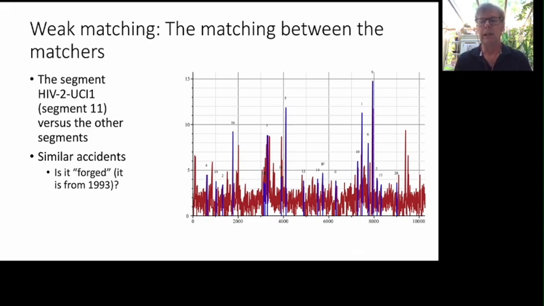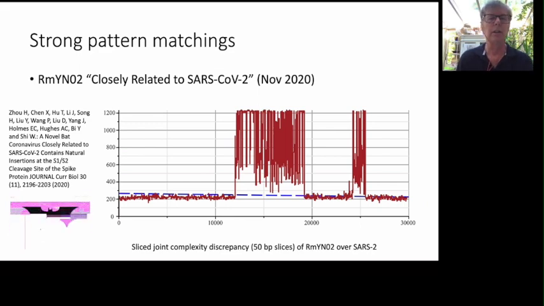But we cannot claim that it has been forged, because this data is from 1993 and the technology for engineering DNA did not exist at that time. Here we are going to look at strong pattern matching. Recently there has been a bat coronavirus claimed to be very closely related to SARS-CoV-2, and indeed when you do the joint complexity you can detect the parts which are common.